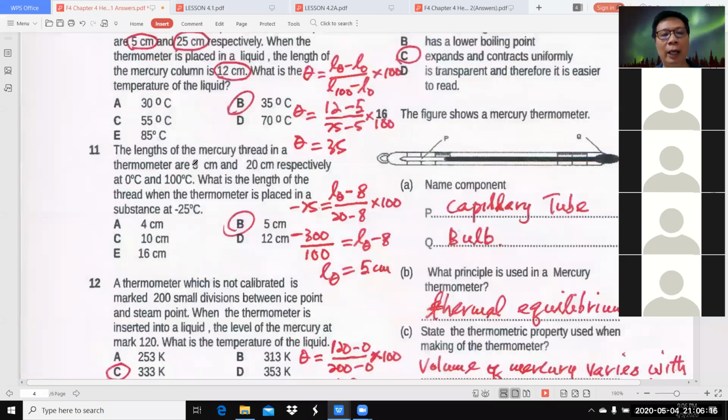Question 11, use the same formula. Length of mercury is X cm and 20 cm respectively at 0 degrees and 100 degrees. What is the length of the thread of the thermometer placed at negative 25 degrees? Using the formula, the temperature is given already, negative 25. L theta is not given, you are asked to find the length of the mercury at this temperature. So 20 minus 8 is 12. Cross-multiply 12 times this, you get negative 300. The 100 you bring over to divide, you get negative 3. Negative 3 plus 8, this one brought over becomes plus 8, so you get 5 cm. So during this temperature, negative 25, the length of the mercury is 5 cm. Can you understand?